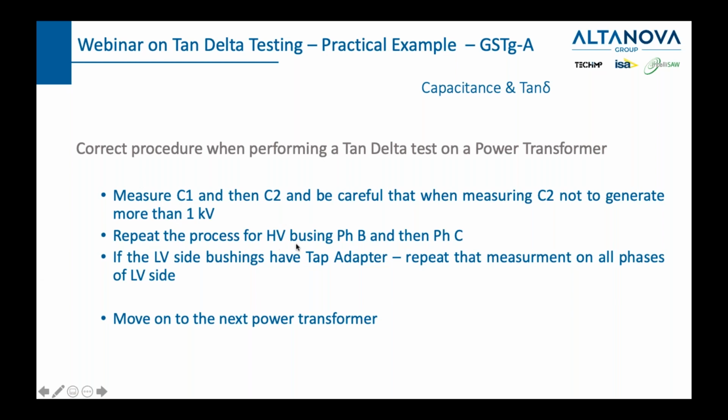We repeat that process for phases B and C of the bushings, and then if we have the low voltage side with tap adapters, we can also do that. If not, we can just leave the low voltage side. And then we move on to the next transformer.